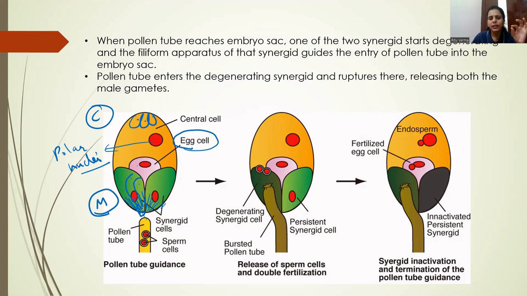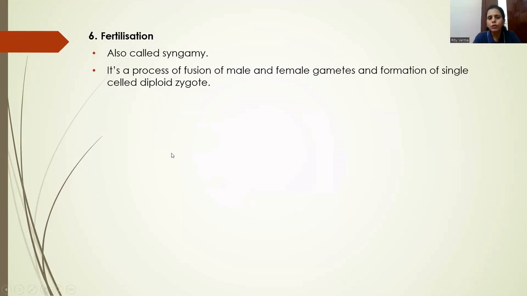So one of the male gametes, out of two, goes and fuses with the egg cell. This process is known as fertilization or syngamy. It is a process of fusion of male and female gametes and the formation of a single-celled diploid structure which is called the zygote.